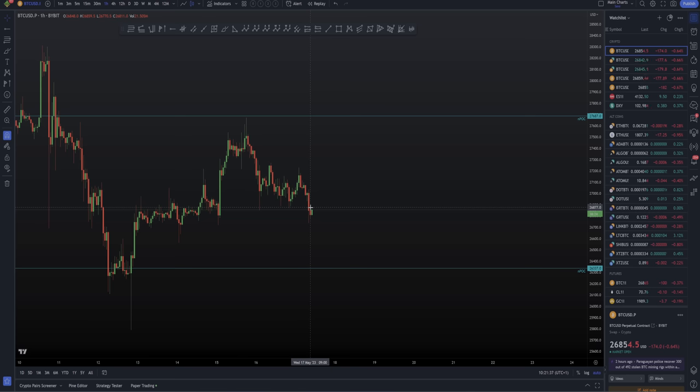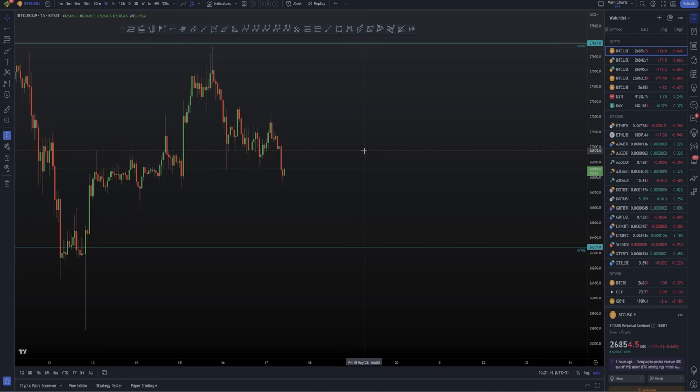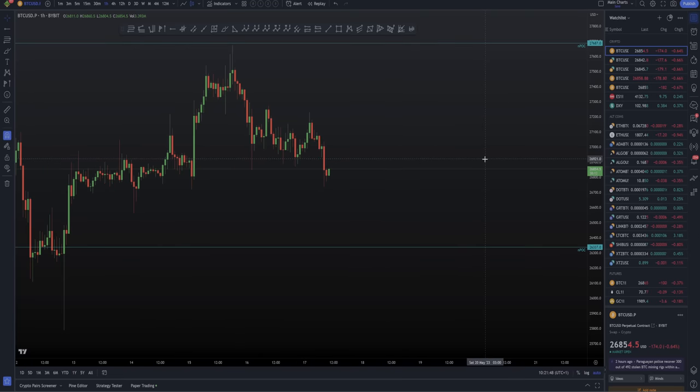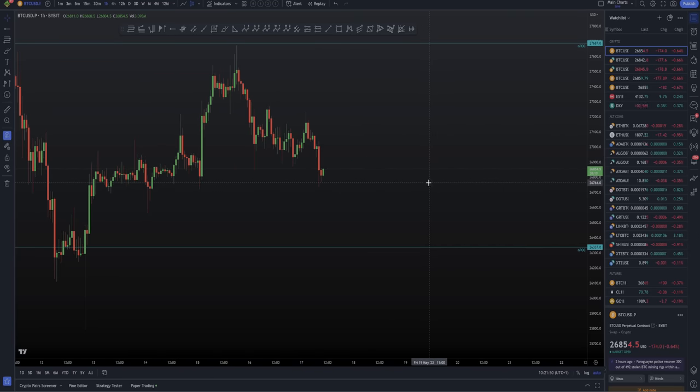I'm not a bag holder. I'm not an ultra bull, ultra bear. No, I'm trading the charts. I'll happily take a long if we drop to support, and I'll happily take a short if we hit resistance and reject, right? Trade the charts. That's what you want to do if you actually want to make profits in this market.